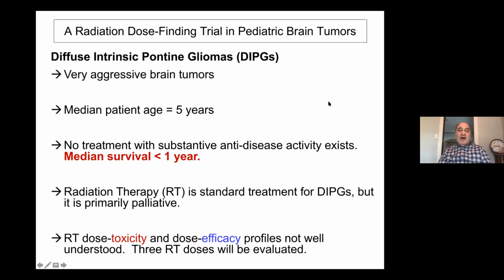Okay, so here's a real trial that we did in a horrible kind of brain disease, brain tumors that are diffuse intrinsic pontine gliomas. They're very aggressive. The median age of the patients is 5 years, and you actually get infants with this disease. There's no treatment with any substantive anti-disease effect, and median survival is less than a year. Radiation therapy is the standard treatment, but it's primarily palliative. So the radiation dose toxicity and dose efficacy profiles were not well understood, and they wanted to evaluate 3 doses.